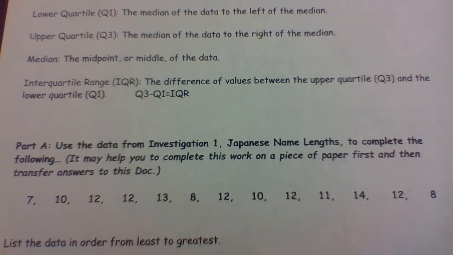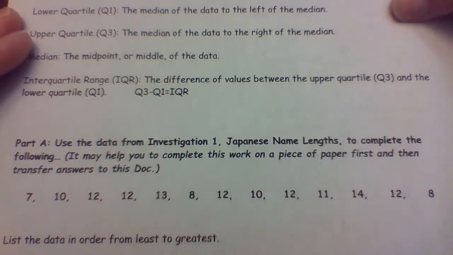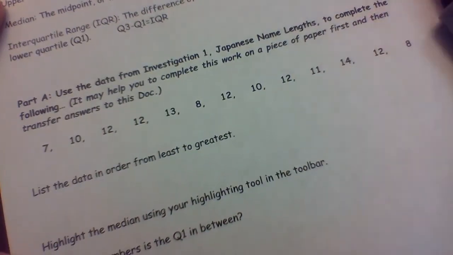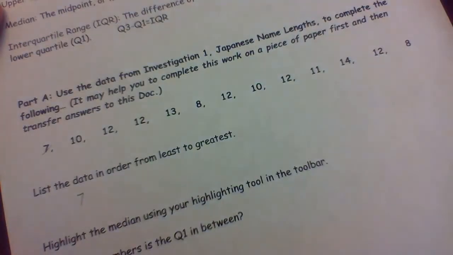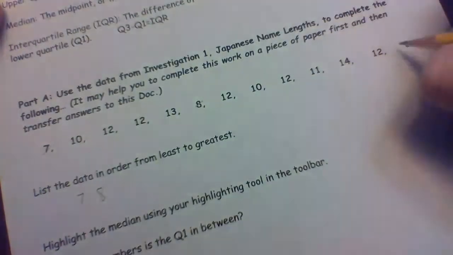So I'm going to go ahead here and try to put this data in order least to greatest. And it helps if you write the numbers down on your paper first. That way you can cross off what you've already used, just like I'm going to do here. And I'm going to tilt my paper so I can see all of this a little bit better. So it looks to me like 7 is our least number. And then we have an 8. But we also have another 8.